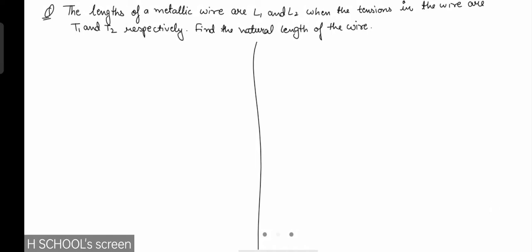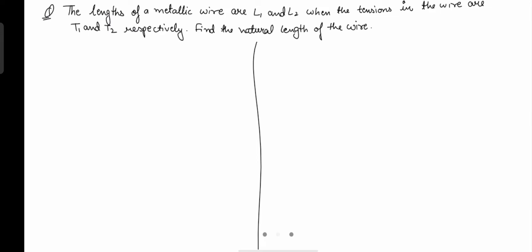So in this question, first of all, let's see what it is saying. The lengths of a metallic wire are L1 and L2 when the tensions in the wire are T1 and T2 respectively. What is the natural length of the wire? Okay, see, first of all, what should be the natural length? How will we find it?